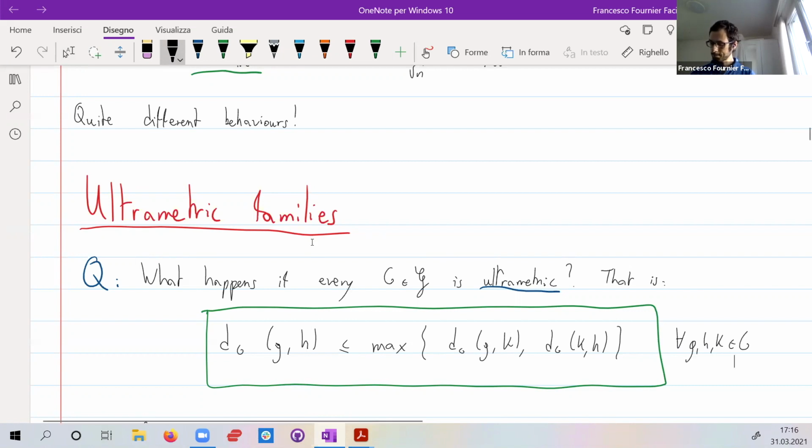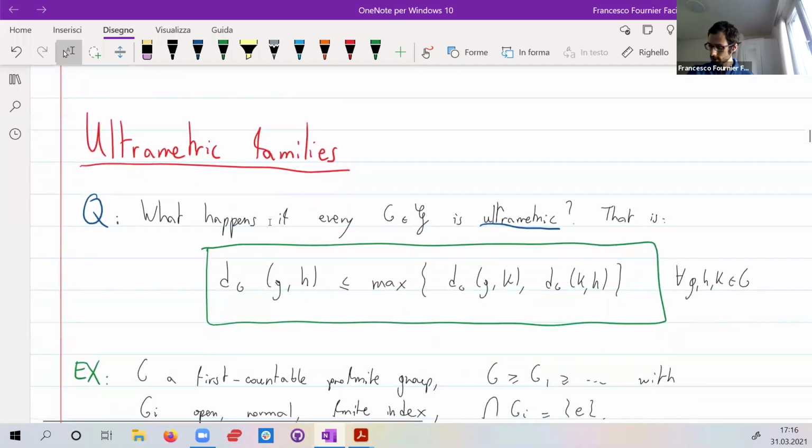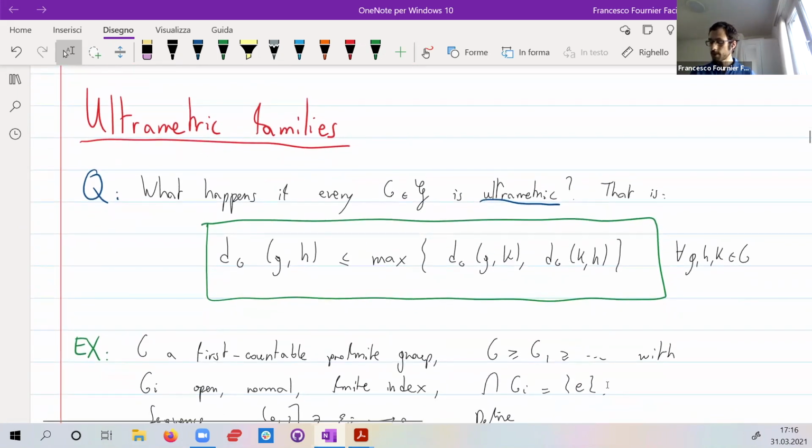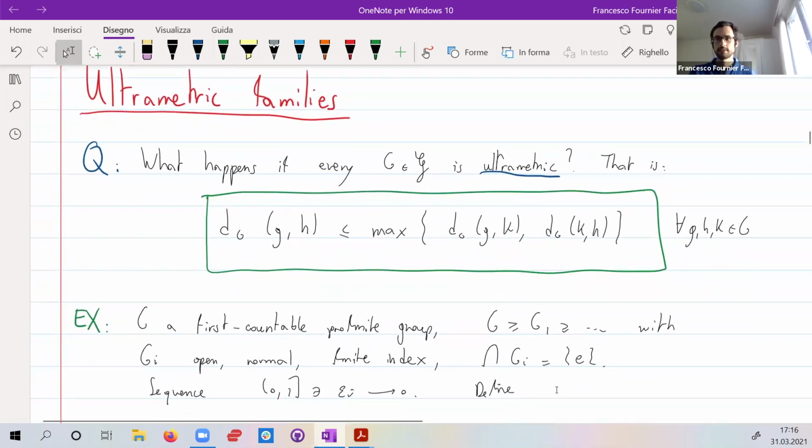Okay, and so let me give you some examples of families of groups equipped with bi-invariant ultrametrics. There are a few general constructions that lead to families like this. So the first construction is the following. You take G, a first countable profinite group, so an inverse limit of finite groups. This is a compact group. It has a lot of open finite index subgroups. So you take a nested sequence of open normal finite index subgroups that intersect in the identity, and you choose some sequence of positive real numbers that goes to 0.